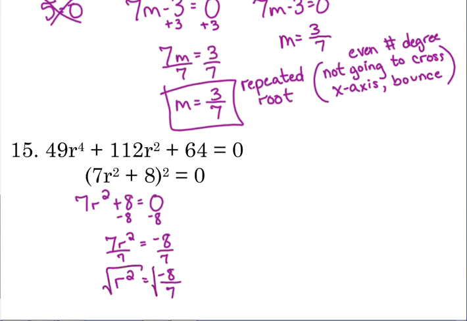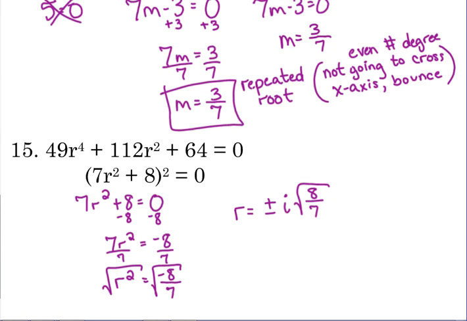Square root. What do we have to remember every time we take a square root? Plus or minus. Now, we're not allowed to take the square root of a negative number. What are we supposed to do when there's a negative under the square root? It's imaginary, so we'll put an i in front, and that's the square root of 8 over 7.